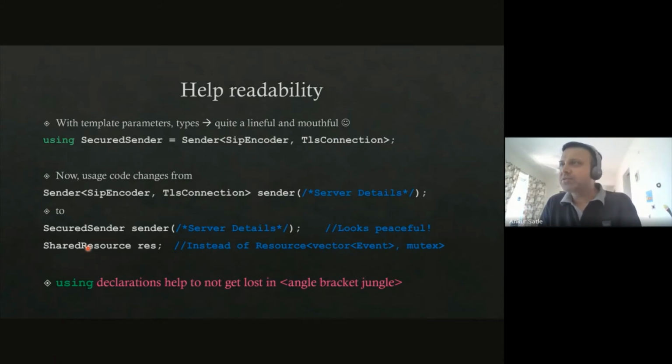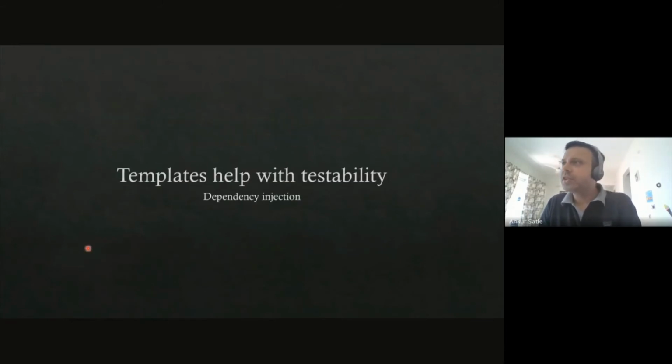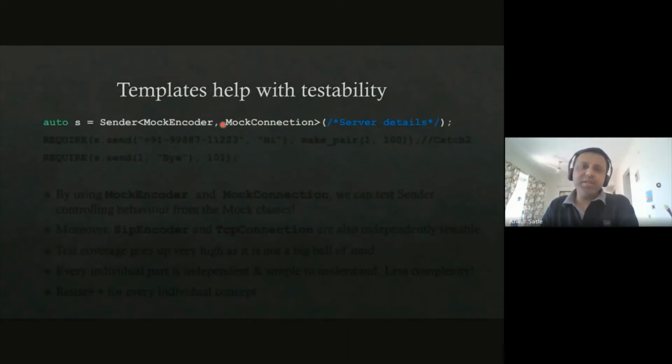Okay, we have the mechanisms to help ourselves. Okay, life is better with generic programming and templates. Okay, templates also help with testability. Okay, let's look at how you manage dependency of data types. Templates help with testability. As you can imagine, you can pass any encoder and any connection.